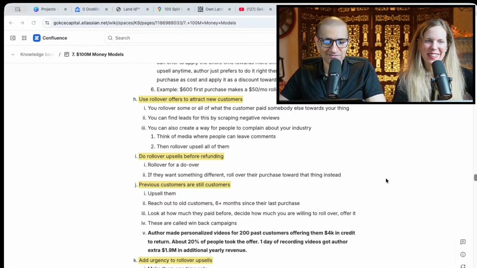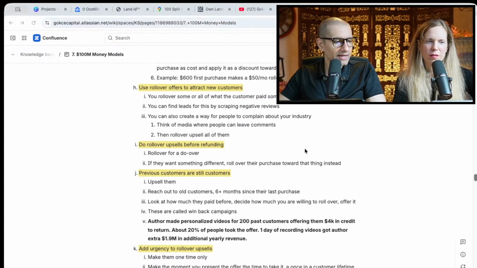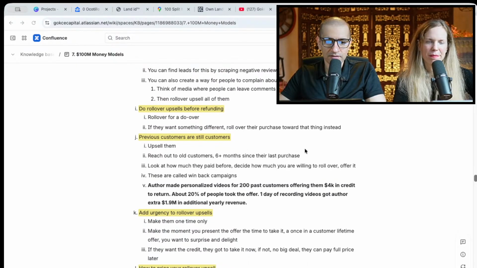I don't know. That seems like going out of the way to... Yeah. But the general idea, scraping negative reviews, that's smart. I don't know if we can... I mean, you can't access their emails or anything. All right. Do rollover upsells before refunding. Rollover for a do-over: if they want something different, roll over their purchase toward that thing instead.